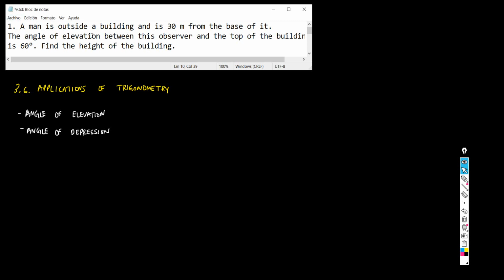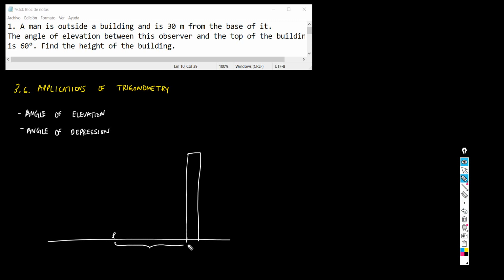A man is outside a building and is 30 meters from the base of it. So let's draw that right away. So we have the ground, we have a building, and we have a man which is outside of it and is 30 meters from the base of it. So let's place the man over here, okay? And this person is 30 meters from the base of the building. So this is 30 meters.